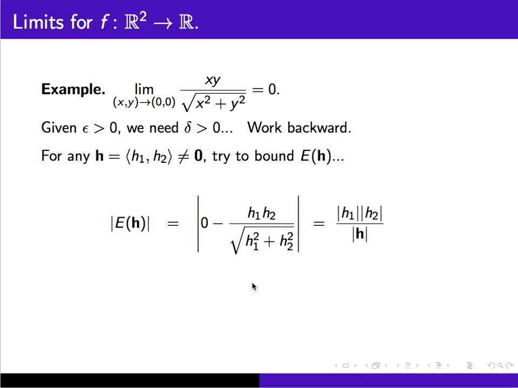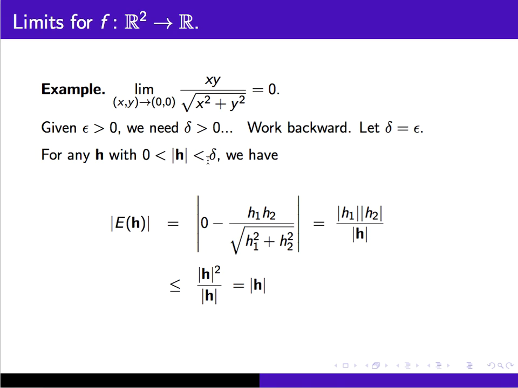Well, as we saw previously, the absolute value of h1 and the absolute value of h2 are bounded above by the magnitude of h. And so the numerator is bounded above by the product of the magnitudes. So the absolute value of h1 is at most the magnitude of h, h2 is at most the magnitude of h, so their product is bounded above by the magnitude squared. Well, that's just the magnitude of h, and so all we need to do in this case is just let delta equal epsilon. Because then, if we require that the magnitude of h is less than delta, then this becomes less than delta, which is epsilon, and our error is at most epsilon. That's what we wanted.